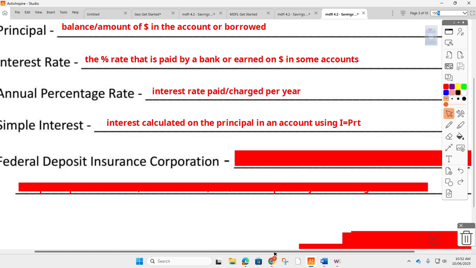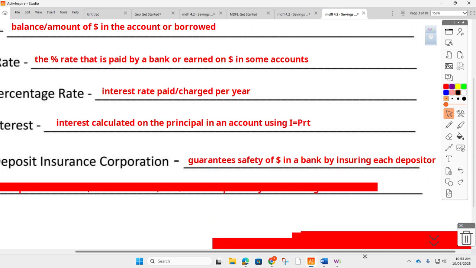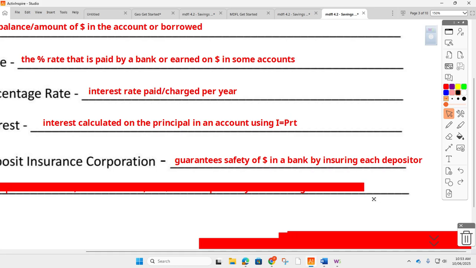Remember, that is a federal insurance company that pays you up to a certain amount of money that you have deposited in a bank or credit union, financial institution. If that entity goes out of business, then the Federal Deposit Insurance Corporation, the federal government, will put your money back in an account for you and give you back that money. So it guarantees the safety of money in a bank, ensuring that each depositor, the person who puts money in the bank or in an account, is insured up to a certain amount.